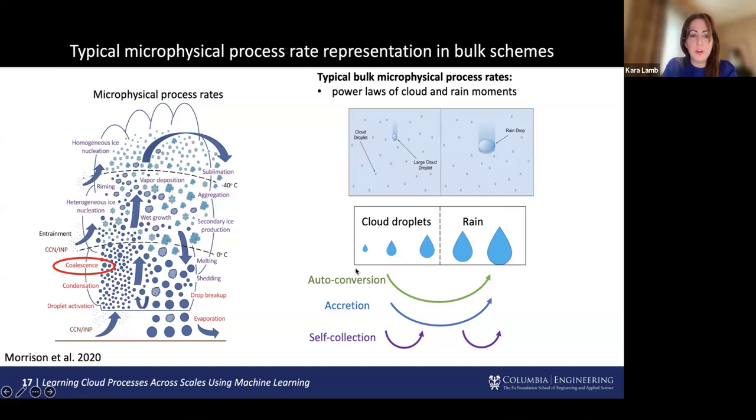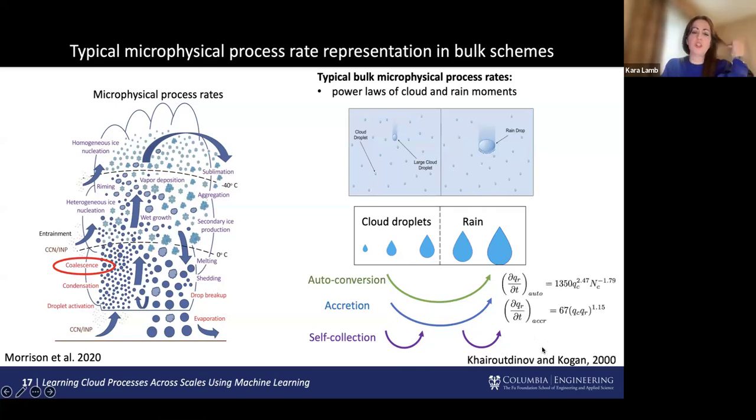In that type of two category approach, we have three separate process rates that we have to keep track of: autoconversion, accretion, and self-collection. Autoconversion is not really a physical process; it's just when the cloud droplets have collided enough that they've become a rain droplet. Accretion is when the larger droplets fall through the cloud and collect the smaller droplets. And then we also sometimes track self-collection, which is going to change the number concentration, but not the mass mixing ratio in each category.